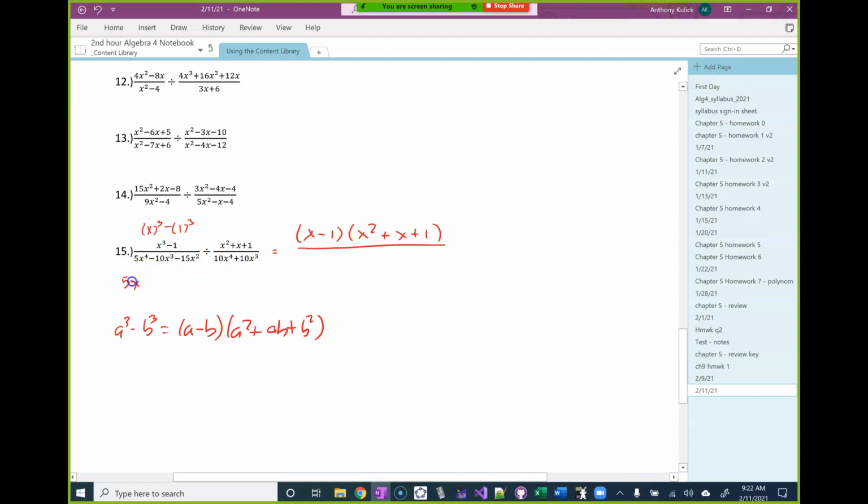Down here, I noticed I have a greatest common factor of 5x squared. That leaves me with the x squared minus 2x minus 3, which also factors. It factors to x minus 3, x plus 1. The x squared plus x plus 1 is not factorable. Notice that I'm flipping at the same time as I'm factoring. Is that okay?